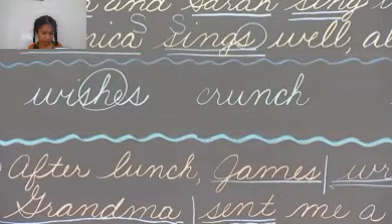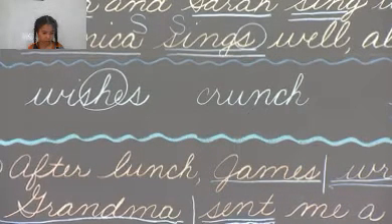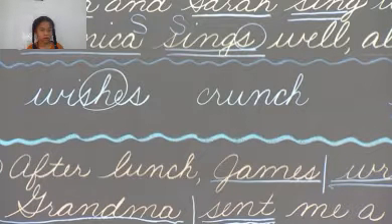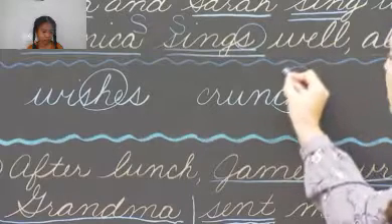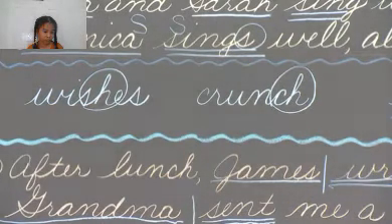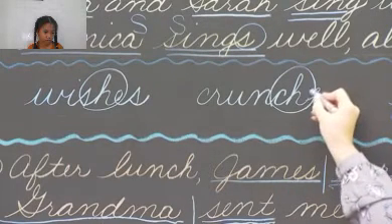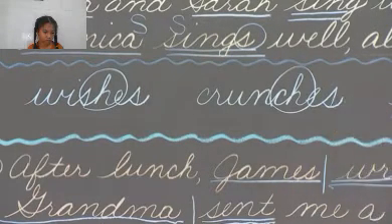Let's take a look at crunch. What two letters do you see at the end, Asa? Yes, and because we have a CH, what do we need to add to the end of it, Caden? ES. ES to make it singular. So this verb now is singular, and we need the ES at the end.